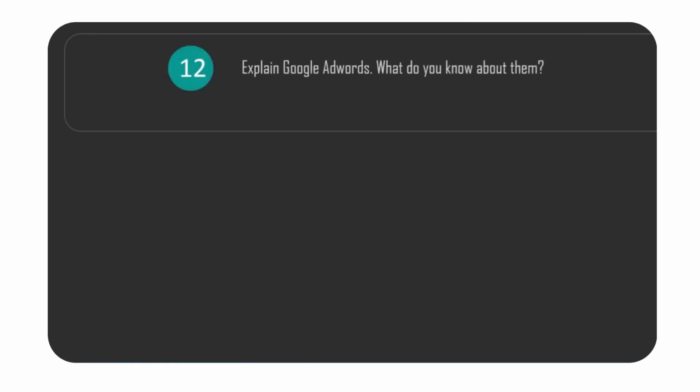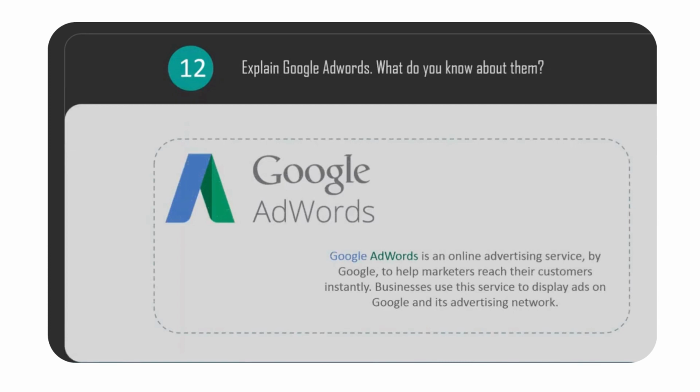Now moving ahead, we'll see what Google AdWords is and what you know about it. Google AdWords is an online advertising service by Google to help marketers reach their customers instantly. Businesses use this service to display ads on Google and its advertising network. It is the most famous pay-per-click advertising system in the entire world. AdWords allows businesses to set a budget for ads and the payments happen when people click on the ads. So the Google AdWords service focuses on the keywords that you select. So this was about Google AdWords.